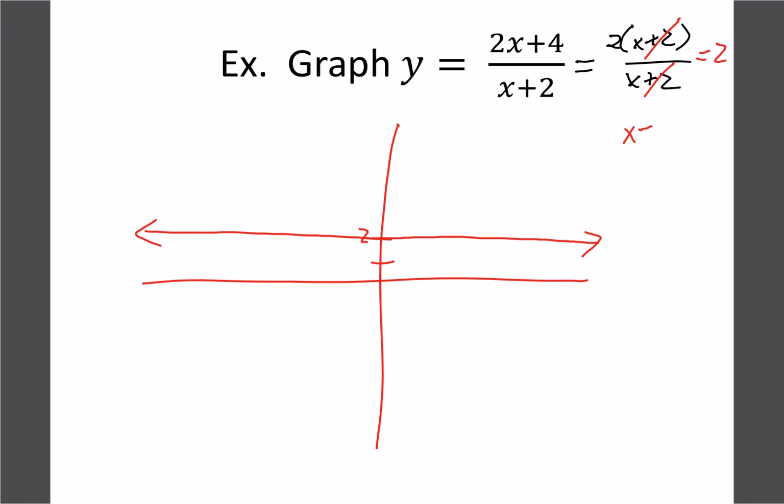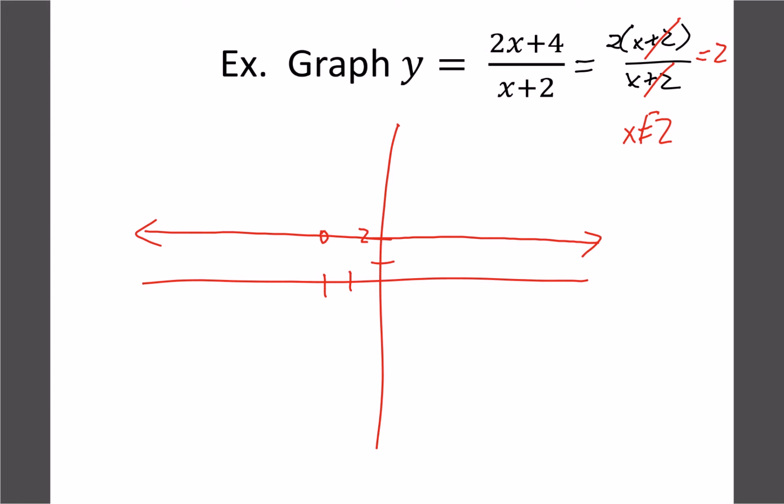We have a non-permissible of negative 2. So what does that mean? Well, at negative 2, because that factor canceled, we actually have a little space there. So our actual graph would be a little bullet hole like that. We simplify it to help us draw it, but then we just worry about our non-permissibles.